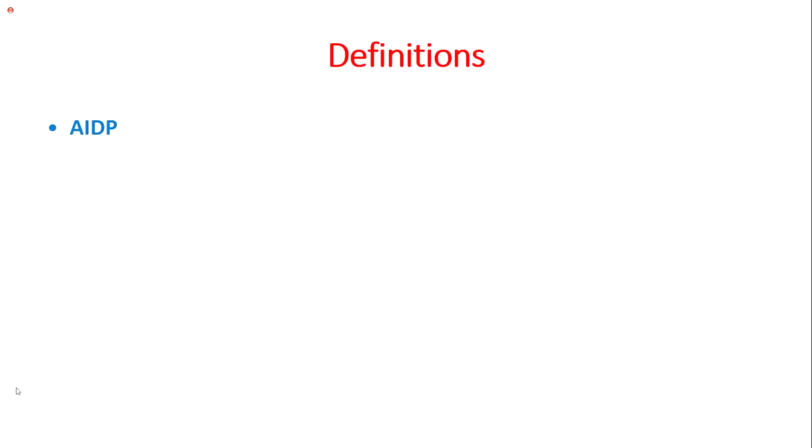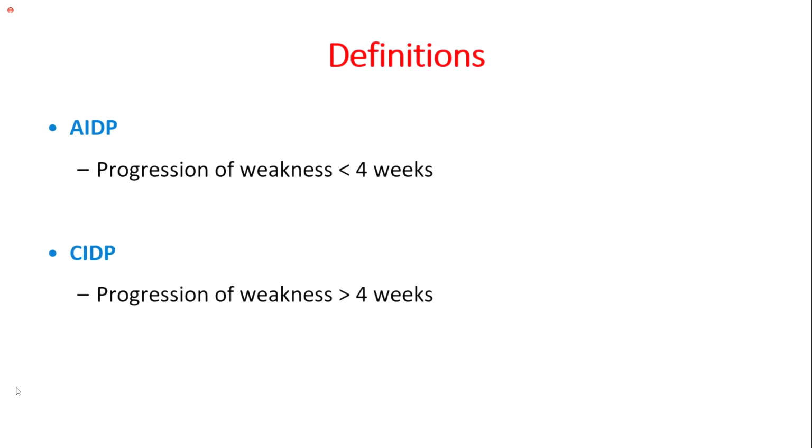AIDP, acute inflammatory demyelinating polyradiculoneuropathy. If there is something acute, then there should be something chronic. So that is called CIDP, chronic inflammatory demyelinating polyradiculoneuropathy. So how do we differentiate this? We differentiate this based on time. Where progression of weakness is less than 4 weeks, we call it AIDP. Where the progression of weakness is more than 4 weeks, it is called CIDP. So it's the same pathology, but the outcomes, prognosis, treatment, and progression are very different in these two conditions. The pathology is the same.